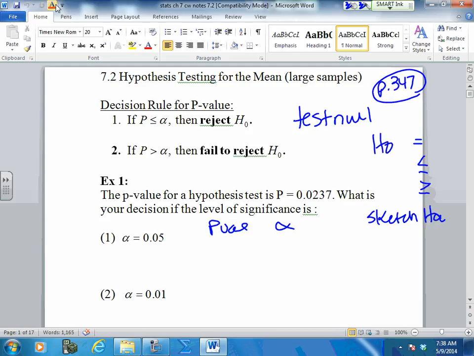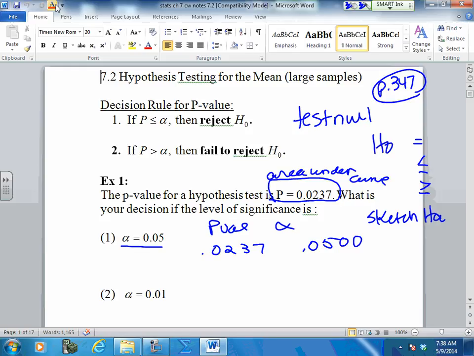So, take your p-value. This is your p-value right here. This is your area under your curve. This is your level of significance. So put your p-value here. Put your level of significance here. Easiest way to do this is fill this with zeros to match how many places your p-value is. So fill it with 4 zeros. Now, look at the numbers as if it doesn't have a decimal. It's 237 greater than or equal to or less than or equal to 500. Less than. It's a less than.